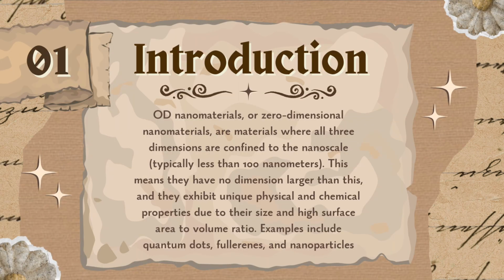For the introduction, zero-D materials or zero-dimensional nanomaterials are materials where all three dimensions are confined to the nanoscale, typically less than 100 nanometers. This means that they have no dimension larger than this, and they exhibit unique physical and chemical properties due to their size and high surface area to volume ratio. For example, quantum dots, fullerenes, and nanoparticles.